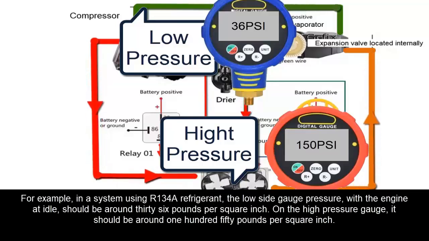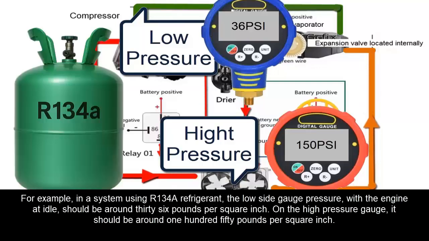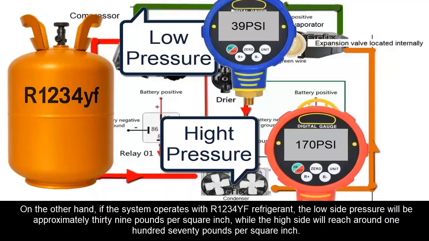For example, in a system using our 134A refrigerant, the low side gauge pressure, with the engine at idle, should be around 36 pounds per square inch. On the high pressure gauge, it should be around 150 pounds per square inch. On the other hand, if the system operates with our 1234YF refrigerant, the low side pressure will be approximately 39 pounds per square inch, while the high side will reach around 170 pounds per square inch.